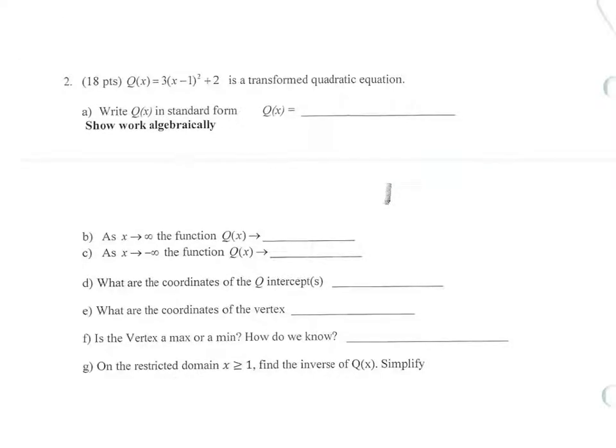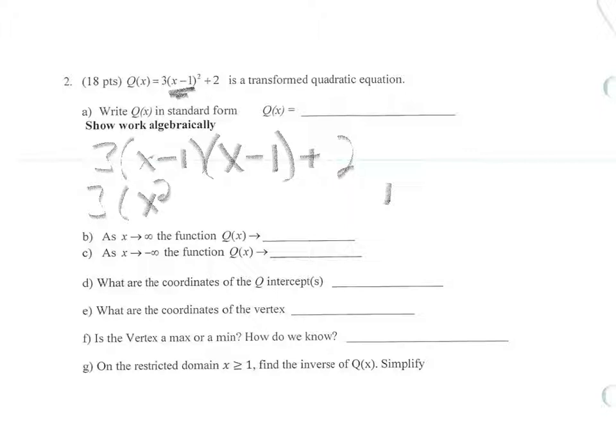So for this question, we need to expand it. Basically in standard form, I need to expand this all out. So 3 times x minus 1 times x minus 1. When you see a binomial squared, that means we have to FOIL it. So that leaves me 3 times x squared. We have negative 1x and another negative 1x. That's negative 2x. And then negative 1 times negative 1 is positive 1.